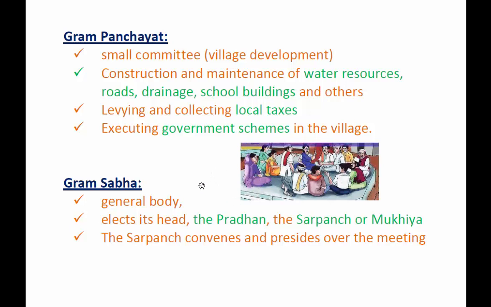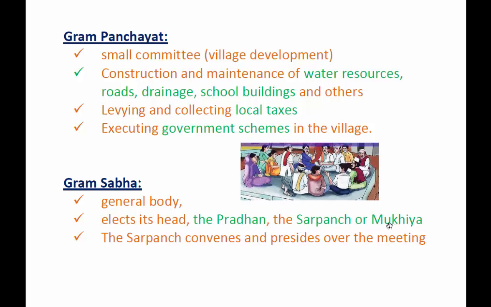And another one is Gram Sabha. This is the upper house, we can say. They are a general body, the general body of Gram Panchayat. Okay. They elect its head. It is known as the Pradhan, or the Pradhan is also known as the Sarpanch or Mukhya.